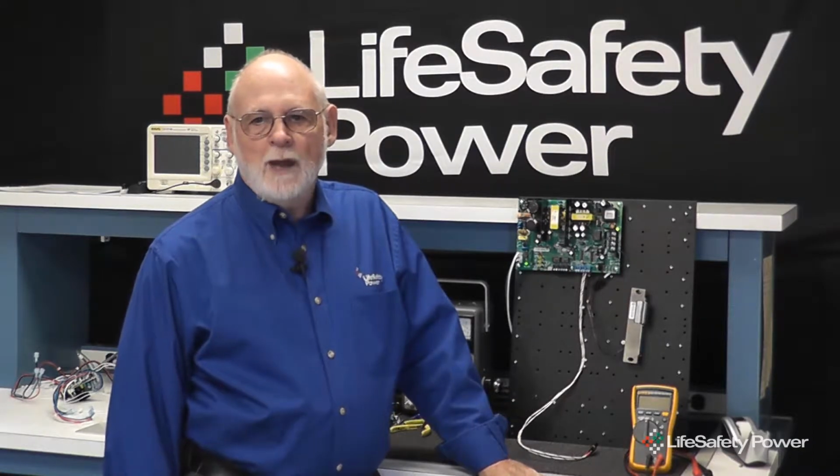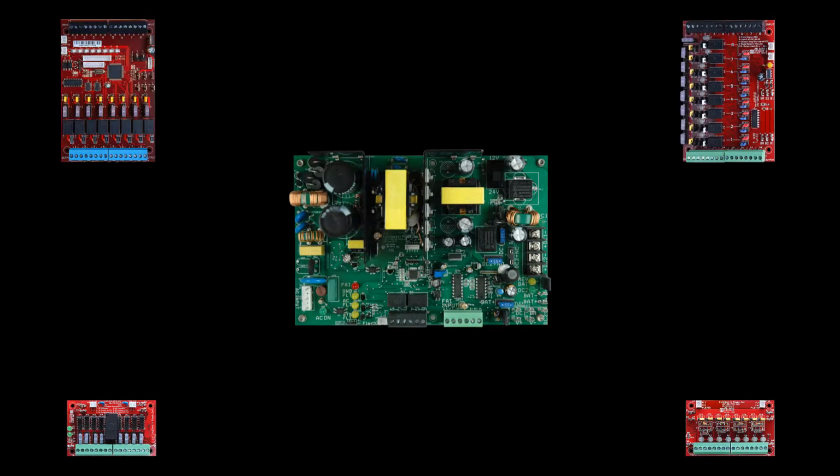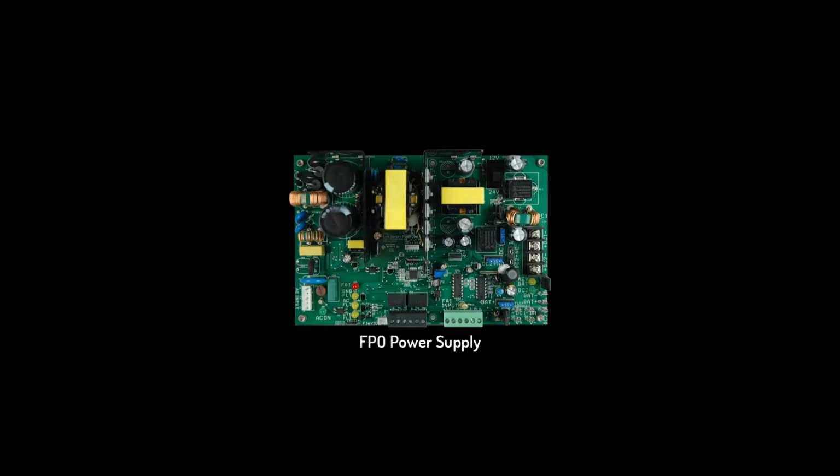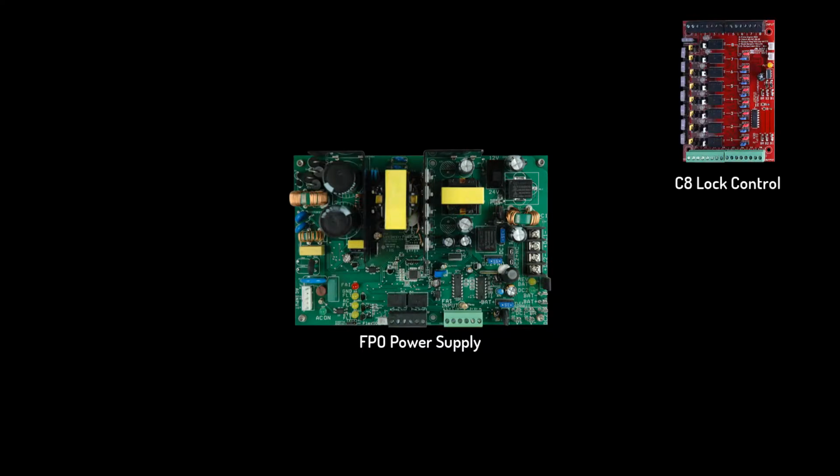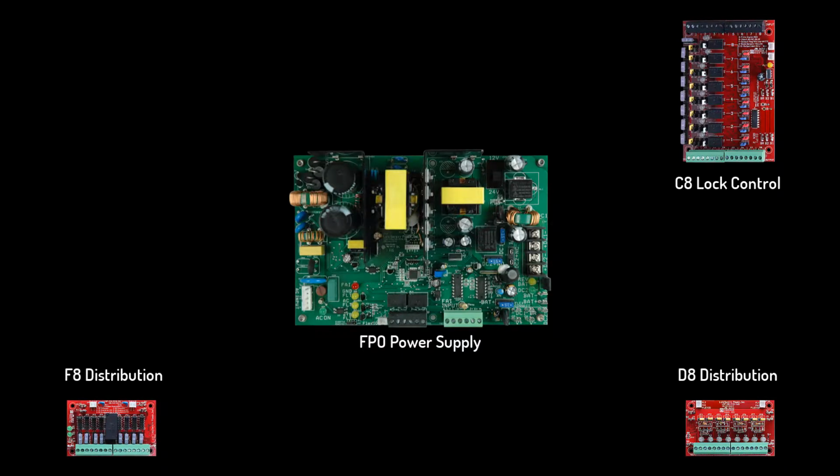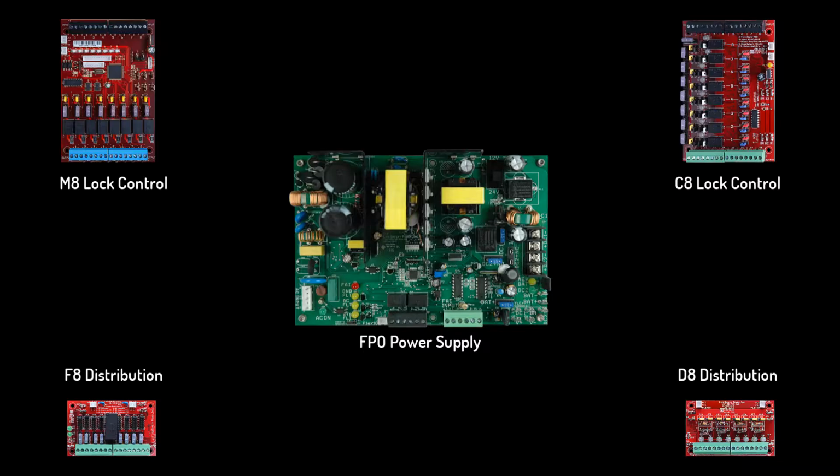The control of locks in an access control system usually involves not only the access control system, but also the power supply used with it. This video will show you how LSP can handle your lock control problems without added equipment by understanding and using our standard product. LSP provides 5 different methods of controlling locks: the FPO power supply itself, any FPO power supply, the C8 distribution board, the D8 distribution board, the F8 distribution board, and the M8 distribution board.